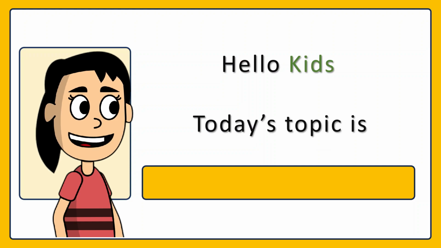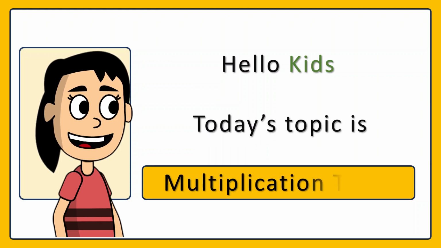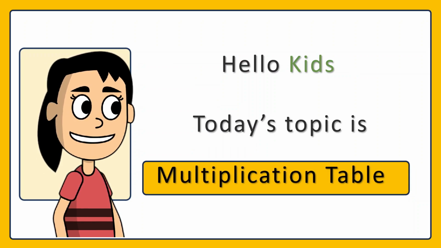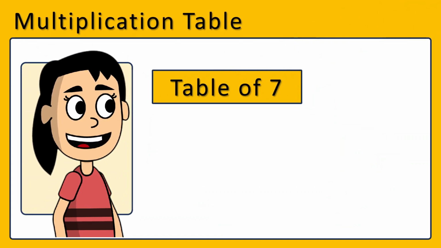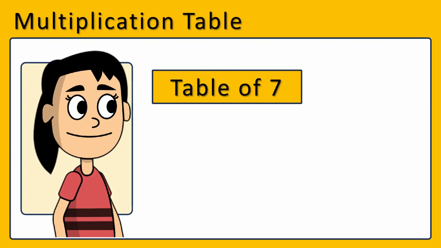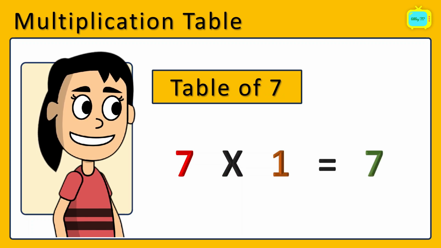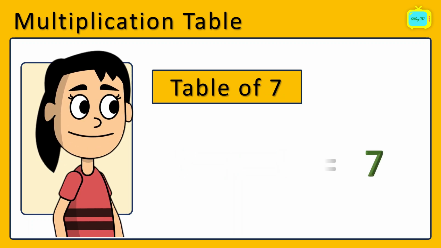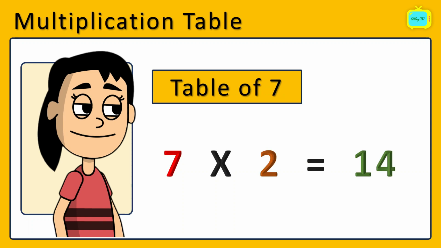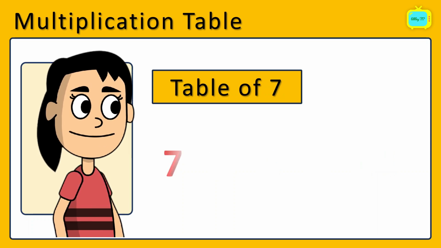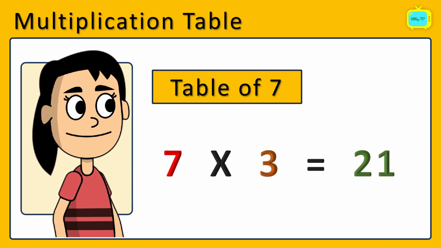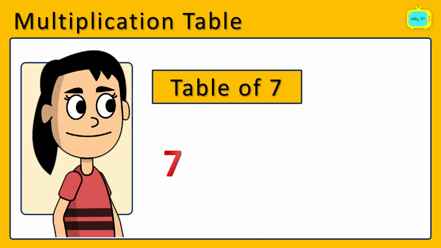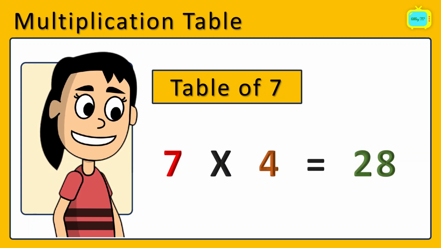So kids, our today's topic is multiplication table and we will learn table of 7. So let's start. 7 1s are 7. 7 2s are 14. 7 3s are 21. 7 4s are 28.